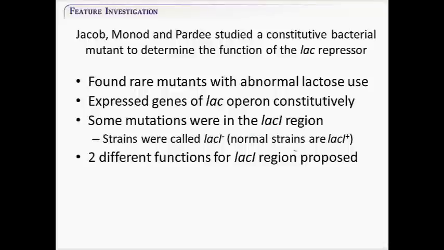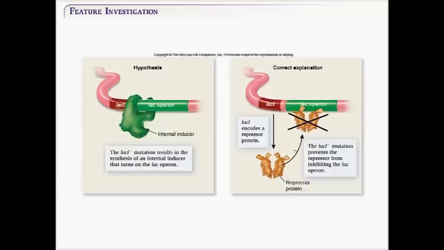And so it's within understanding these mutations that really helped us establish the story. So the hypothesis was that by having a lac-I negative mutation, it resulted in the synthesis of an internal inducer that turned on the lac operon.